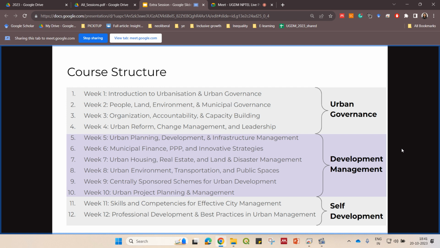Next would be problem solving and decision making. So, how problem solving and decision making is tackled in the urban scenarios, what role the city managers or the urban professionals play in problem solving and decision making, and how better, more efficient problem solving and decision making can be performed in a municipal setup or in municipal systems for urban governance and development management in Indian cities.